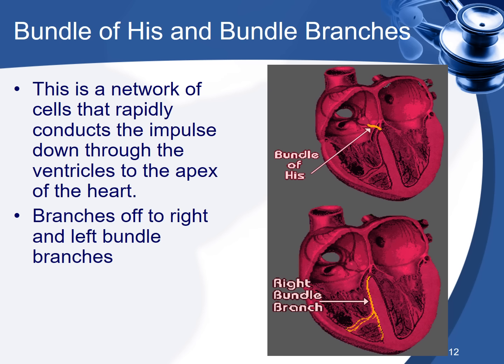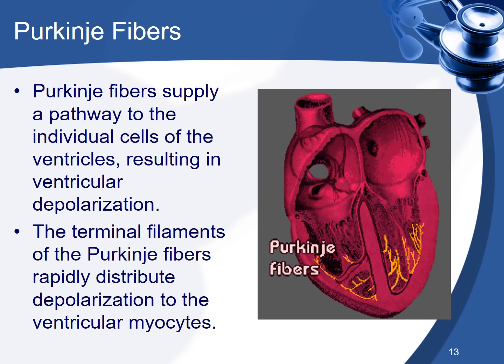From the bundle of His, the signal goes down the right and the left bundle branches, gets inside the ventricle, and allows the ventricles to receive the signal and contract. And then from the bundle branches we get to the Purkinje fibers, which are inside the walls of the ventricles, and they supply a pathway to the individual ventricular cells to allow for contraction of the ventricles and ventricular depolarization. These Purkinje fibers are basically the terminal filaments.